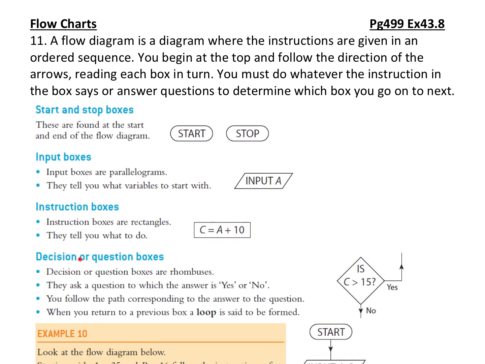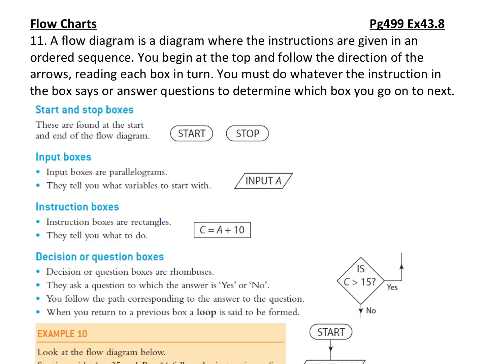Then we have decision or question boxes. Decision or question boxes are rhombuses, again just a box. They ask a question to which the answer is yes or no. You follow the path corresponding to the answer to the question. So if the answer is yes, you follow yes. If it's no, you follow no. When you return to a previous box, a loop is said to be formed. You might be familiar with this sort of thing in computer science and IT.